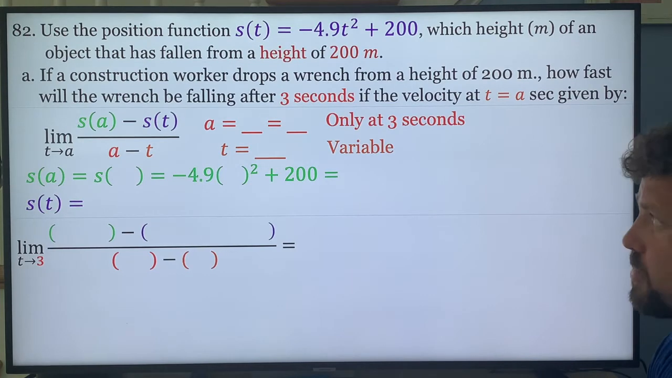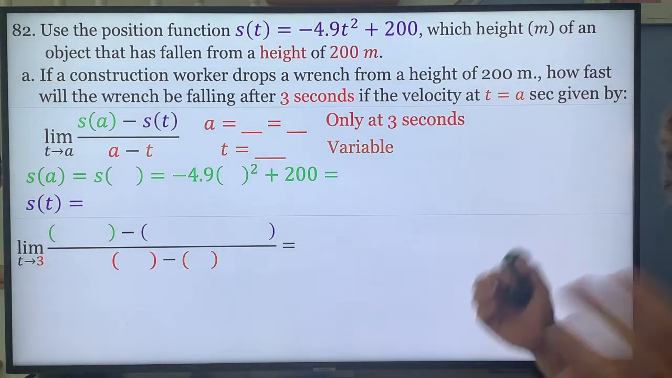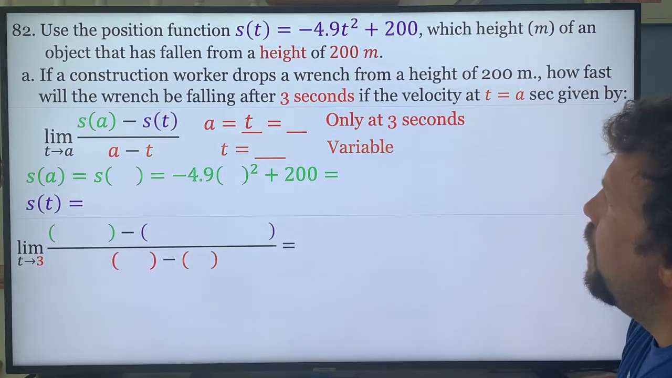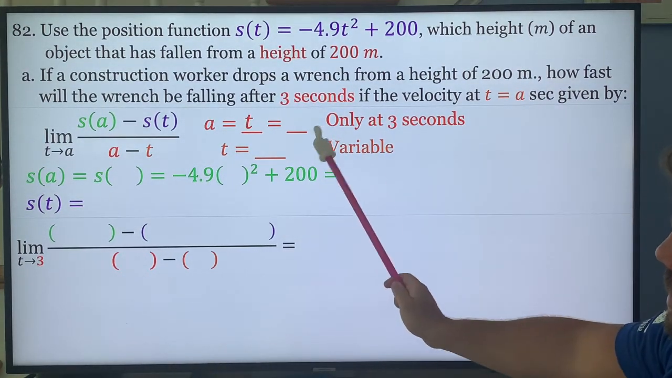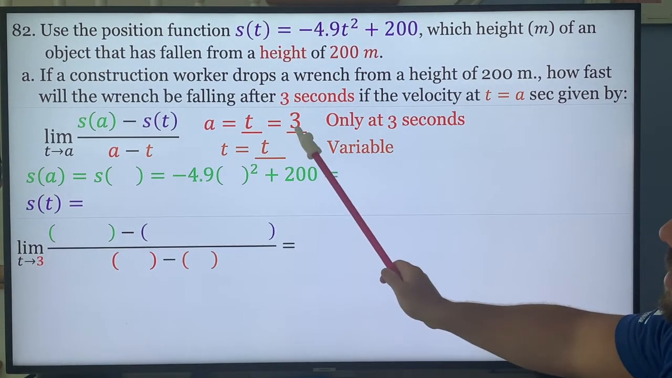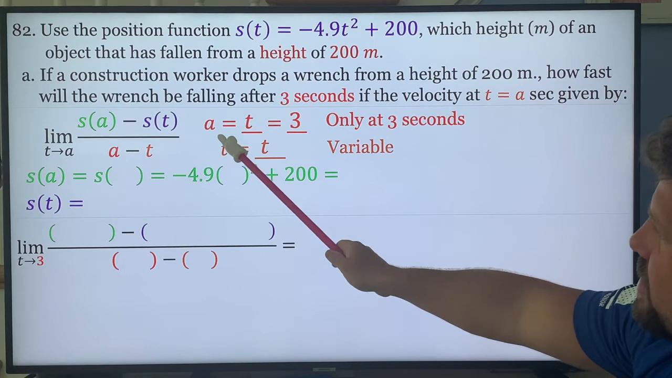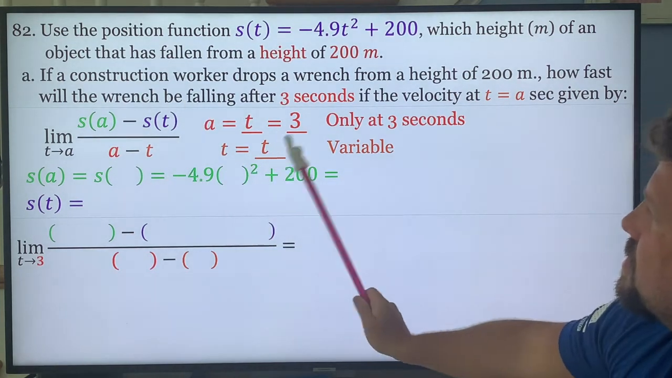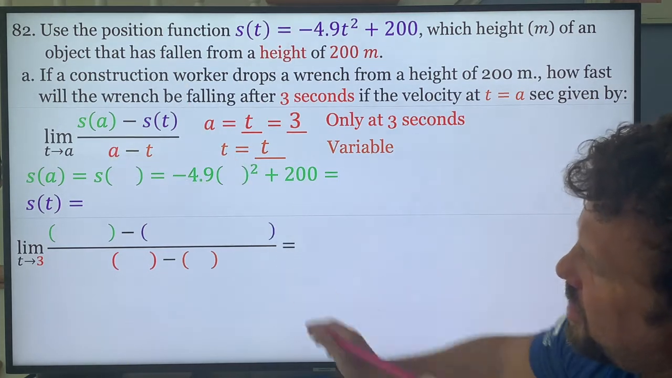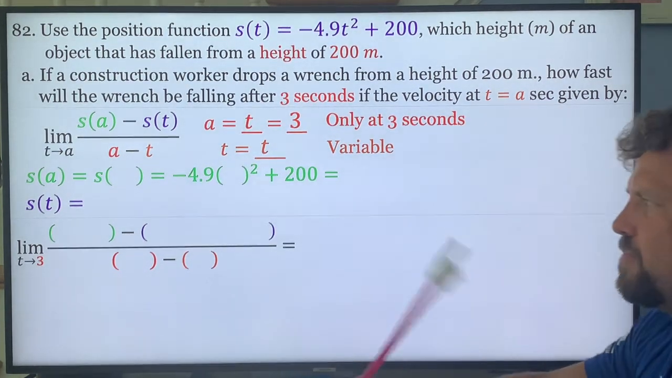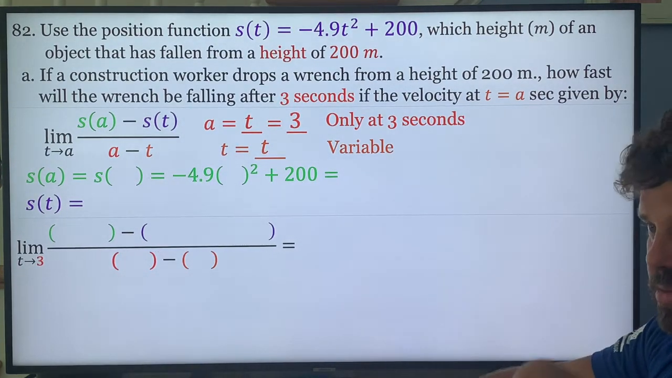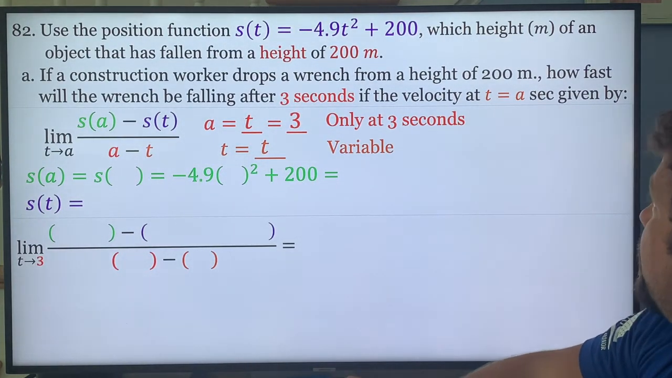You guys are going to do this one on your own. Last problem of the day. Let's go. A is t. T is 3. So my constant is 3 seconds. And A, sorry, isn't acceleration. A is just the time. I don't know why I said acceleration before. That was misspoken. So A is just the actual time at that time.